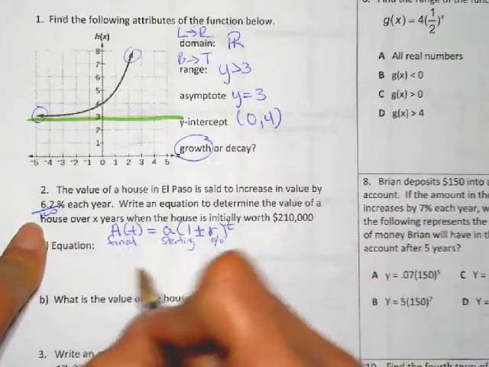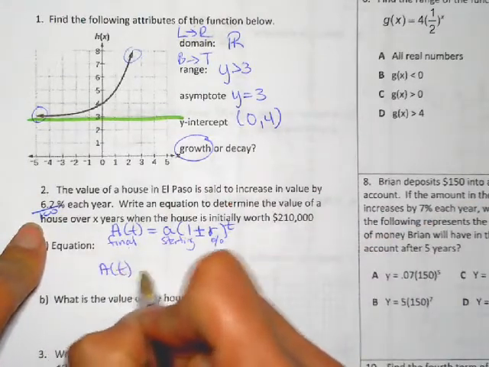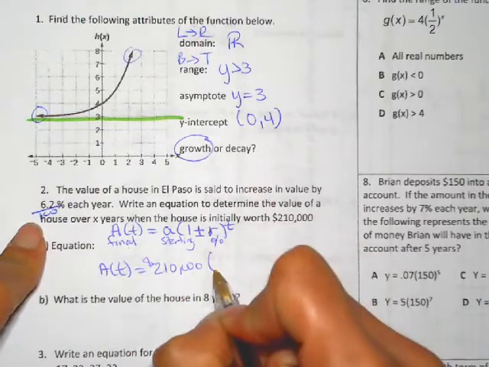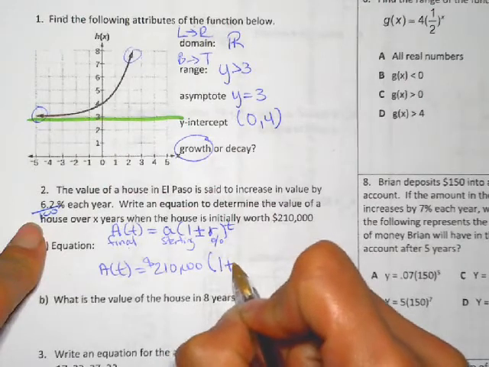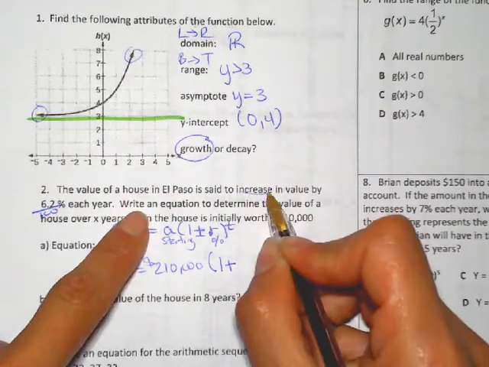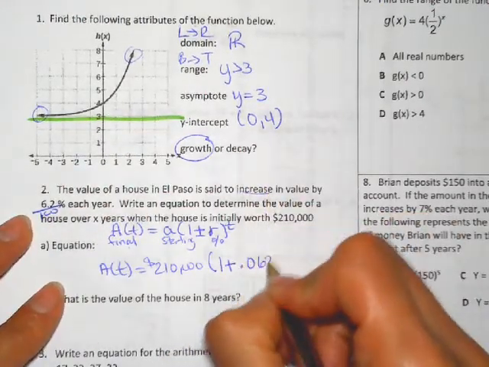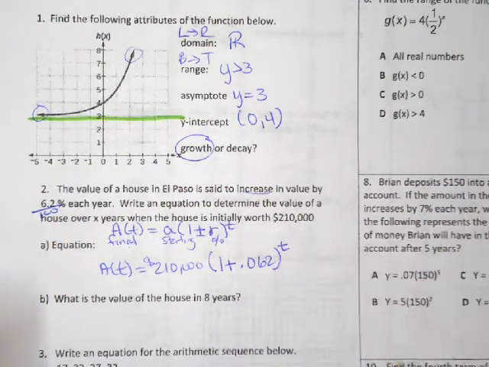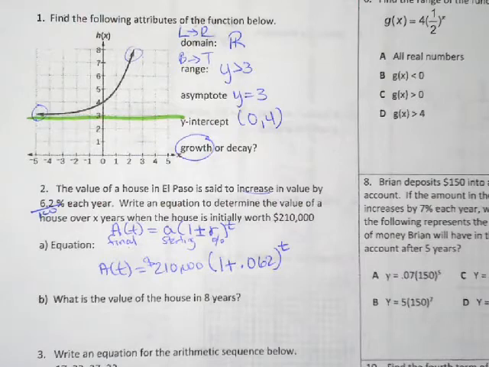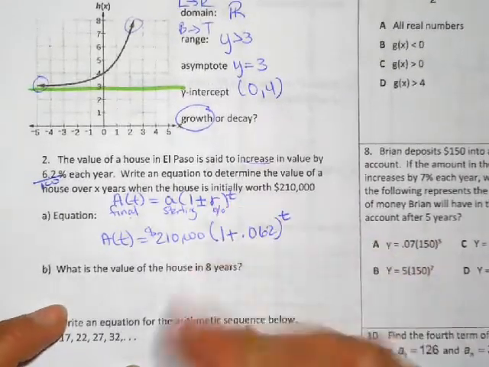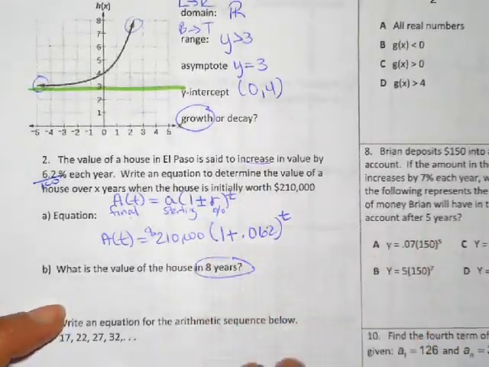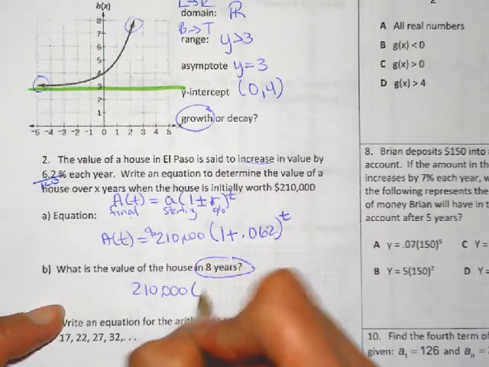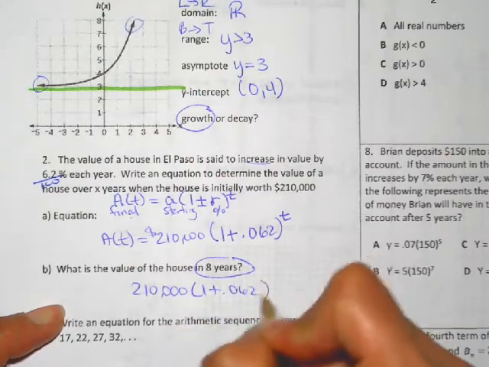So our starting value is 210,000. Open parentheses, 1 plus, because it is increasing, 0.062, the percent in decimal, raised to the t, time, in years. The next one asks, what is it going to be worth in 8 years? So we can just use the equation and raise it to the power of 8.